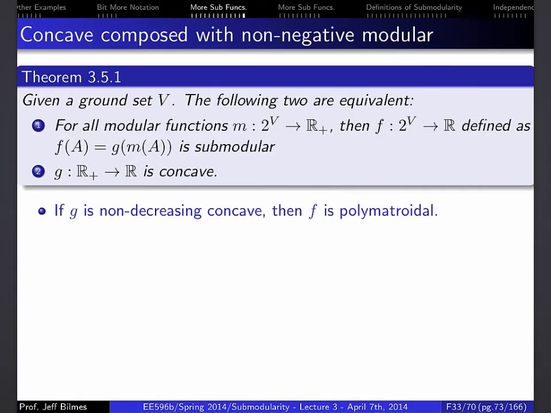On the other hand, we have a stronger converse, in some sense, that says these two conditions are equivalent. So if it's the case that for all modular functions m, F defined in this particular way is submodular, then that's equivalent to saying that G is concave. Because now you're saying, okay, I can put those valuations anywhere, on an uncountable set of modular functions.